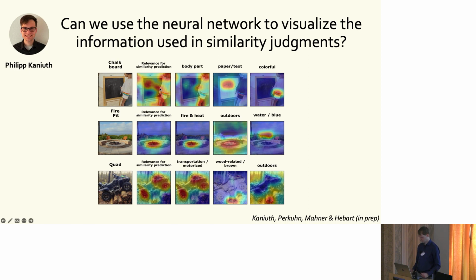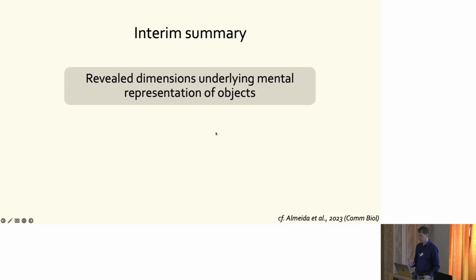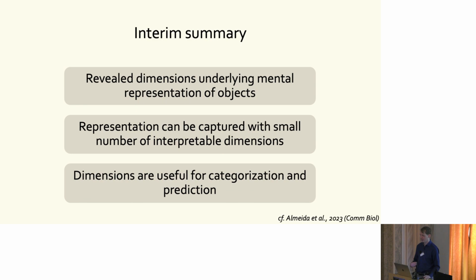So just to summarize this part, I also want to mention George is here because he's been doing very similar things specifically for tools, and I think it's really nice to see this convergence of research here. We revealed some dimensions that underlie a mental representation of objects, and these representations can be captured with a fairly small number of interpretable dimensions. These dimensions are also useful for categorization and prediction, but beyond category, they also capture many of the visual features and other types of semantic features that would not be described by these simple ways of labeling the world around us.